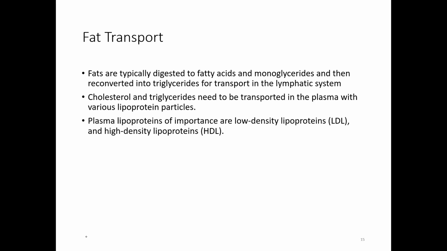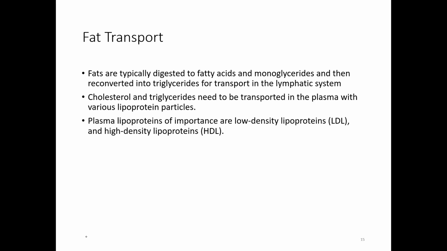Now, it couldn't go into plasma directly. It has to be processed into the lymphatic system, probably because it's too big. But it can go directly from the lymphatic system back into plasma. So we carry the triglycerides around. We carry cholesterol around in our lymphatic system, and then we get it back into plasma, and then we move it around, and we take it to where we need it.